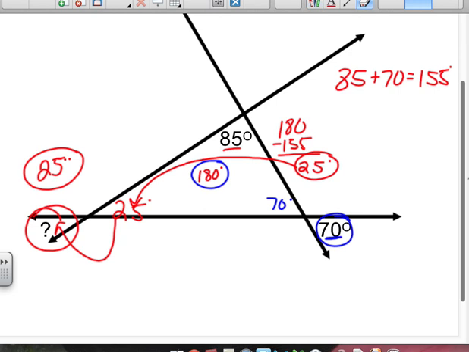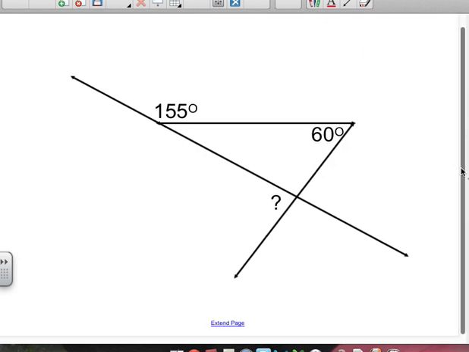Why is this so sloppy? That's better, and that's your final answer. That was pretty quick. Let's do another. All right, here we go again.